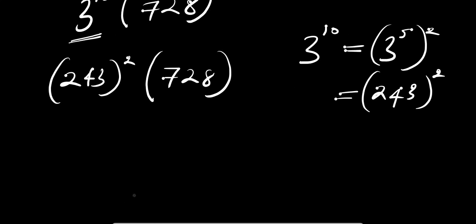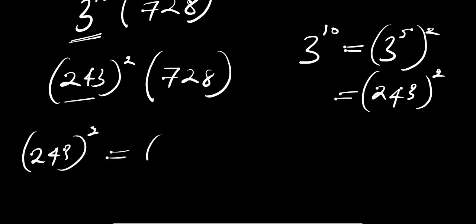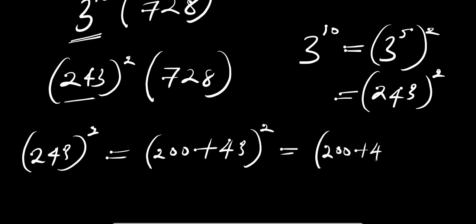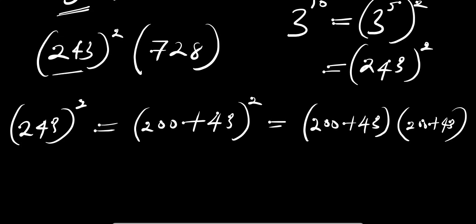Now, we can simply have this 243 rewritten as, let's concentrate on 243 power 2. This equals 200 plus 43. And this is raised to the power of 2. And this equals 200 plus 43 times 200 plus 43. Have you seen that? So, what we need to do is, we multiply it out.